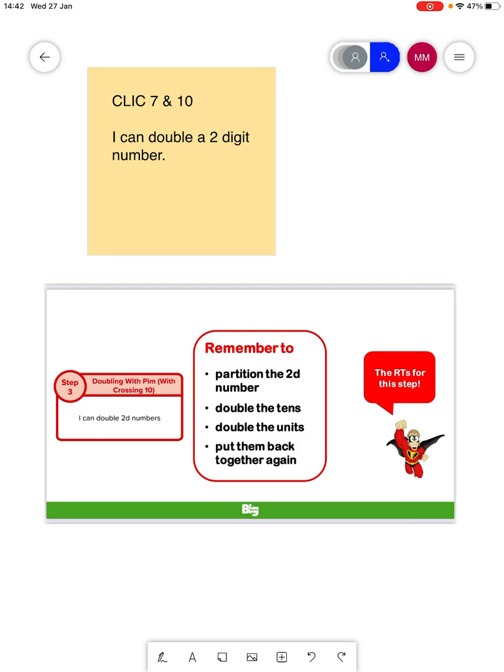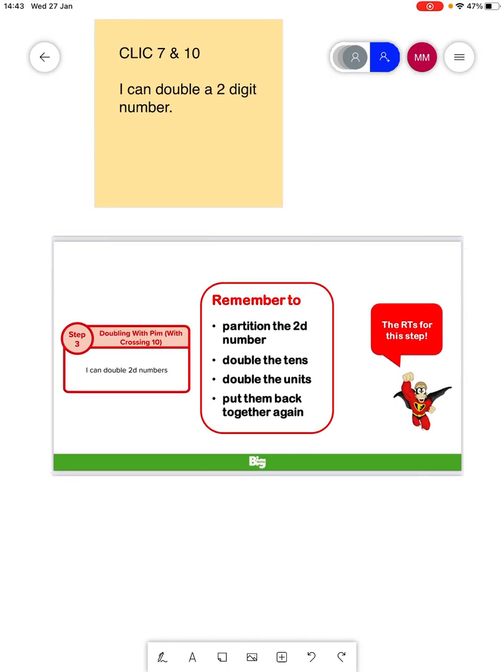Today your success criteria is: I can double a 2-digit number. We can see here that we have some big math remember twos. This is a strategy that we're going to use to complete our task today. The first thing we have to do is partition the 2-digit number. The next part is we have to double the tens. Step 3, we have to double the units. And lastly, we then have to put them back together again. So let's look at an example of that.